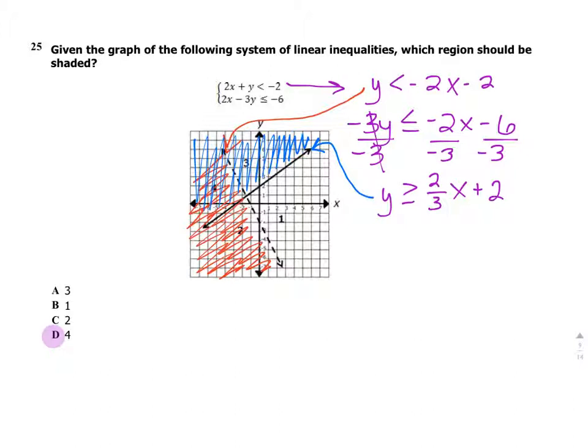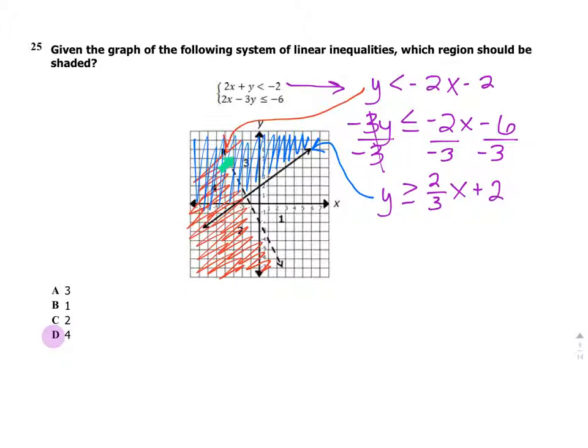Given the graph of the following system of inequalities, which region should be shaded? And so what I did is I took the equations and I solved them for y. So let's look at what happened when we did that. Well, this one, all we had to do was subtract 2x. So we got y is less than negative 2x minus 2. For this one, I had to subtract 2x and then divide everything by negative 3, meaning that I had to flip my symbol.